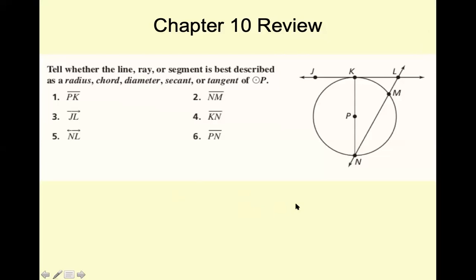So first of all, it says, tell whether the line, ray, or segment is best described as a radius, chord, diameter, secant, or tangent of circle P. So if I look at this first one, it's asking me about segment PK. So PK is going from a center to a side. It's a segment. So I would best describe that as a radius.